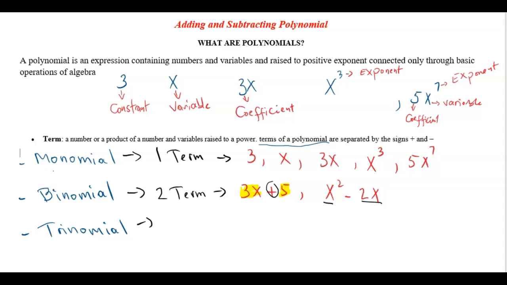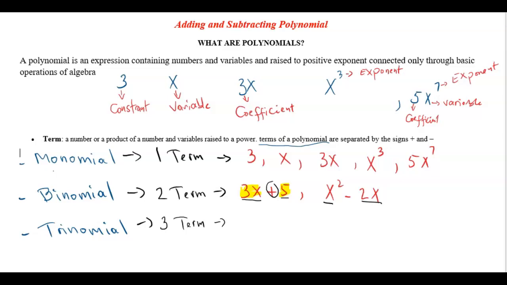The first term is x squared. The second term is 2x. And over here, that is one term, and that is another term. The first term is 3x, and the second term is 5. Okay, so that's how I know that's two terms. Okay, monomial has one term, binomial has two terms. So that makes trinomial, tri for triangle. Every time you see tri, you see 3. So trinomial has 3 terms.